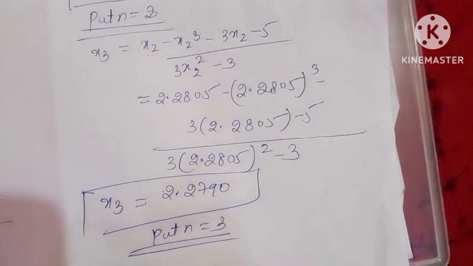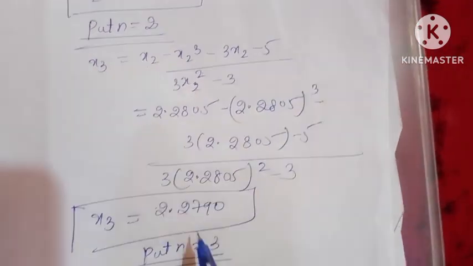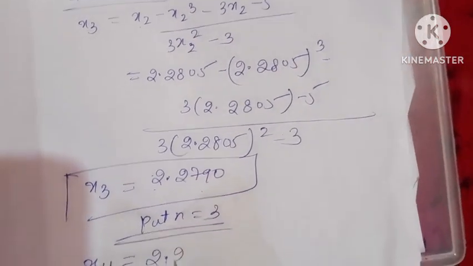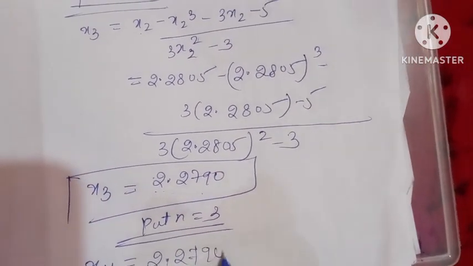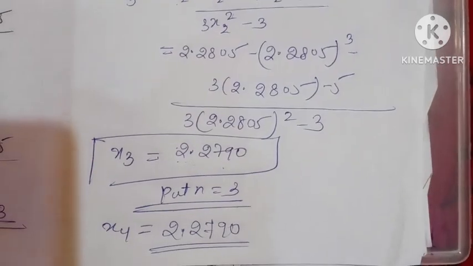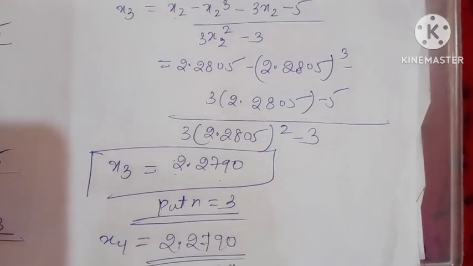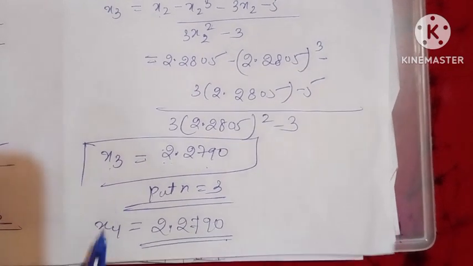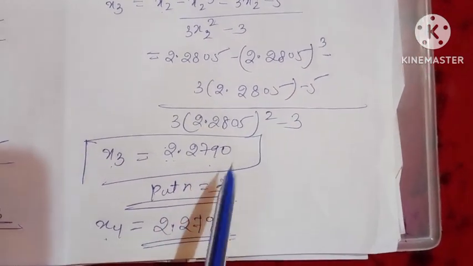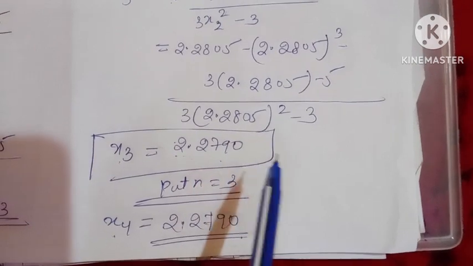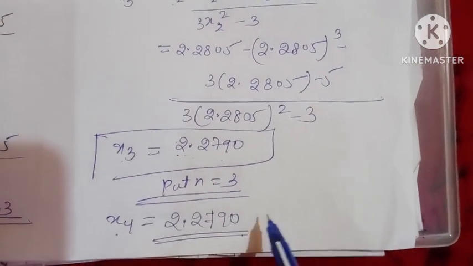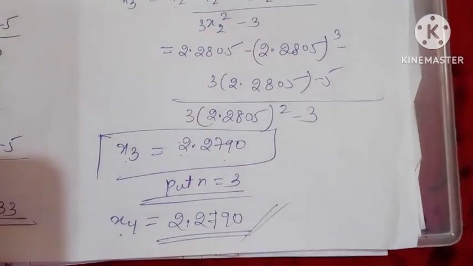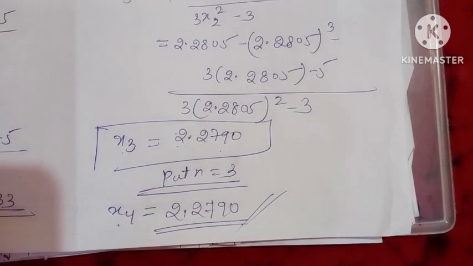Like this, put n equal to 3. So we got x4 equal to, in the place of x3, you will substitute this value. So with the help of scientific calculator, I got the value 2.2790. Now see, I will stop doing the calculation here. Why? Because see, x3 and x4, the values are similar, 2.2790. So I have stopped doing this solution. So this is our final solution. I hope you all understand.